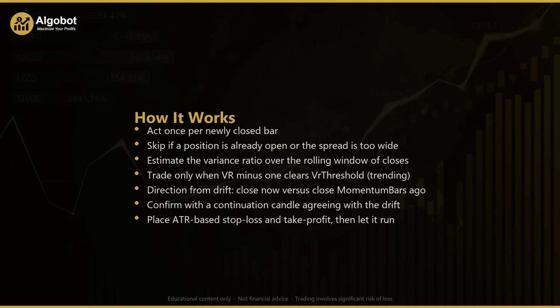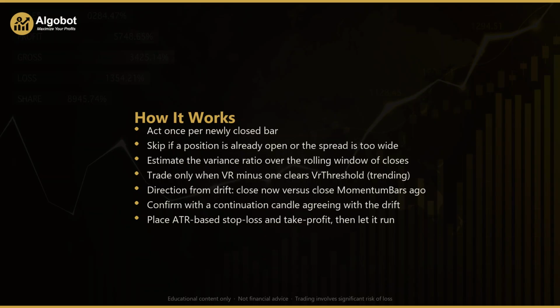It also checks the current spread. If the spread is wider than the maximum you've set, in points, it skips the entry to avoid poor fills. Next is the core filter. The EA estimates the variance ratio over the most recent window of closing prices. By default, the last 81 period returns, measured over a horizon of 5 bars.